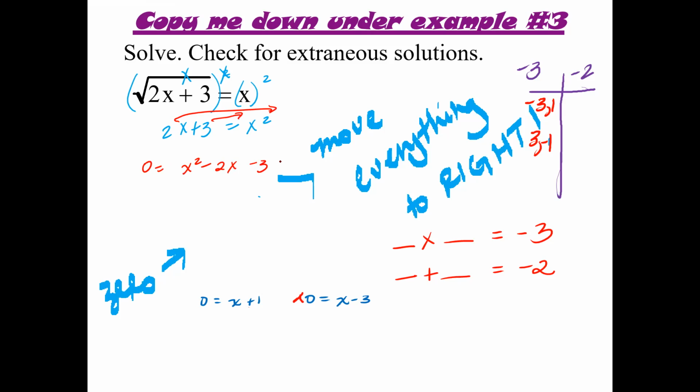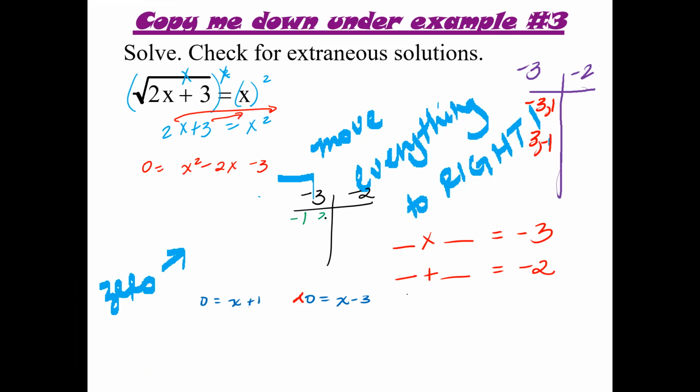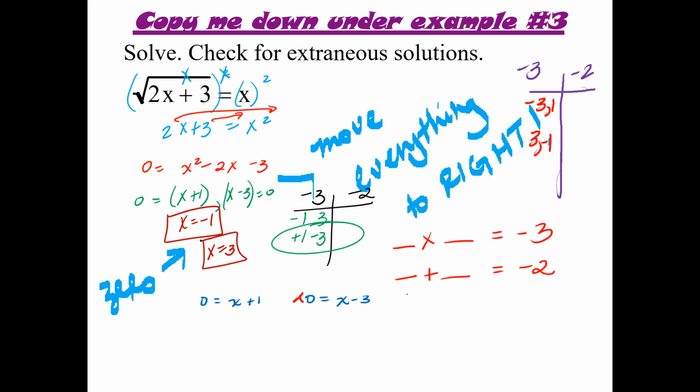Now you have to create the table, okay? And you're going to ask yourself, what times what gives me a negative 3, but when I add it together, gives me a negative 2? If you think about it, you could do a negative 1, 3, positive 1, negative 3, and guess what? Only those numbers work. So your temporary answer is x plus 1 equals 0, and then x minus 3 equals 0. Set them both equal to 0 and solve for them. x equals negative 1 as your first answer. x equals 3 is your second answer.